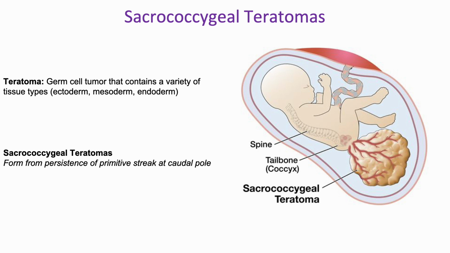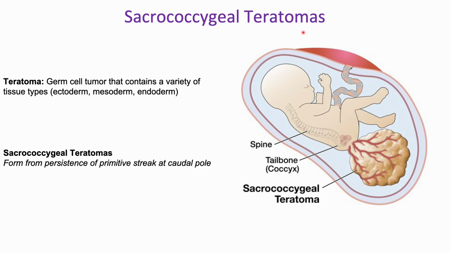The first clinical correlation I want to talk about is sacrococcygeal teratomas. And to talk about this, we're just going to first define what a teratoma is. So a teratoma is any germ cell tumor that contains a variety of tissue types. And this means it's going to contain ectoderm, mesoderm, or endoderm, or all 3. All right, so it usually contains 2 or more of these germ cell layers, right?